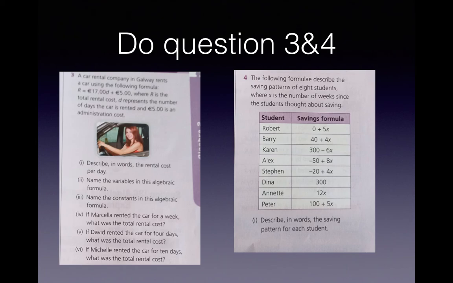Now let's have a look at Dinah. Dinah has €300 in her account, but there's nothing multiplied by x in the formula, meaning that she's not putting any money away.